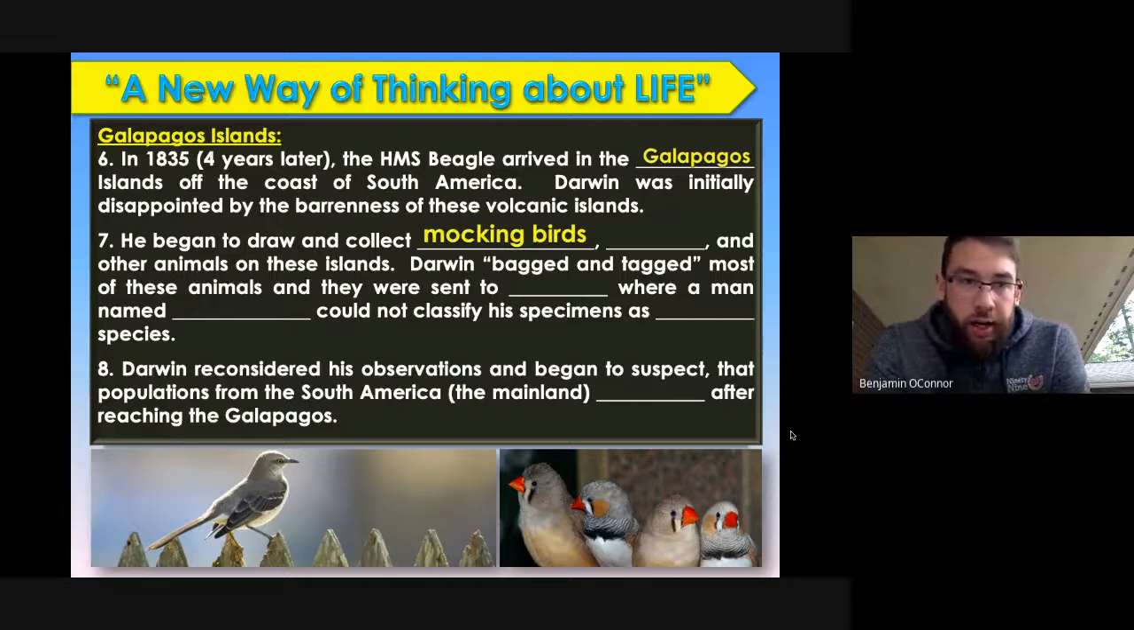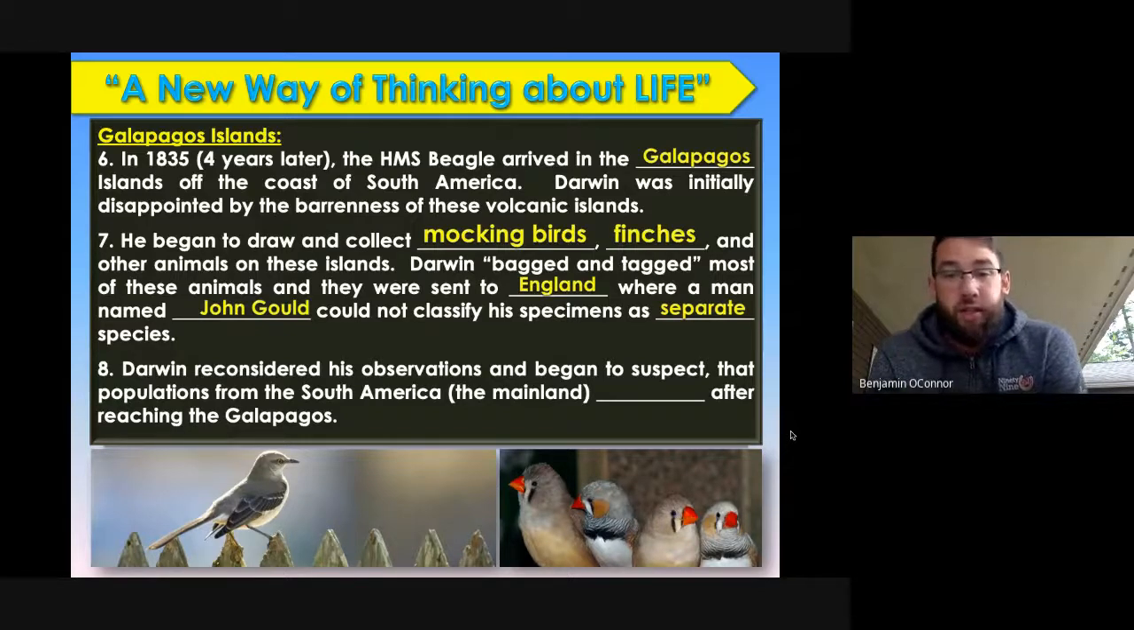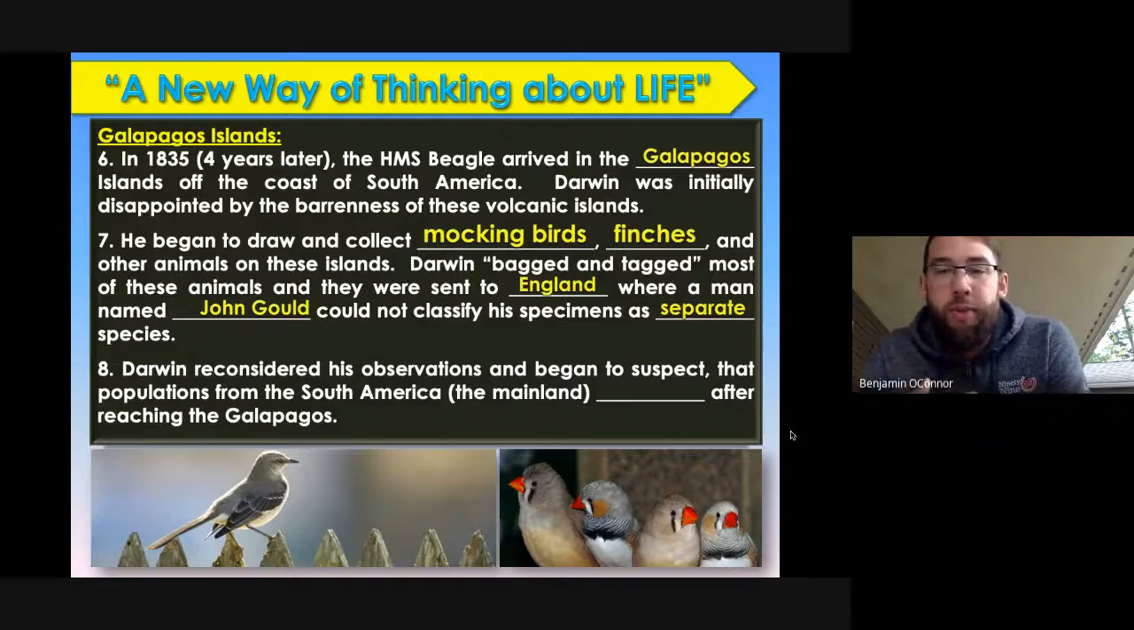Right? He began to draw and collect mockingbirds, finches, and other animals in these islands. Darwin bagged and tagged, so he recorded most of these animals as they were sent to England, where a man named John Gould could not classify the specimens as the same. A lot of what he was looking at was their beaks. Their facial structures were so different that they could not possibly be the same species, right?